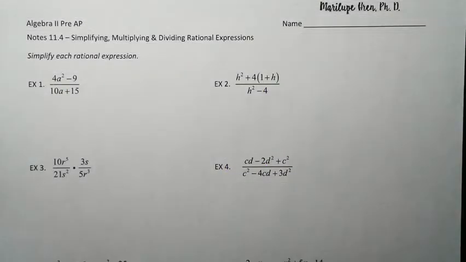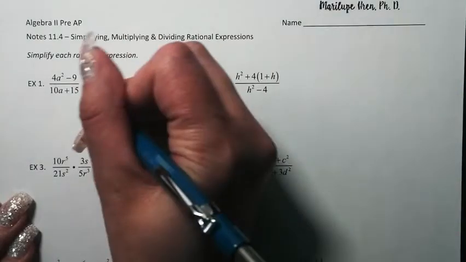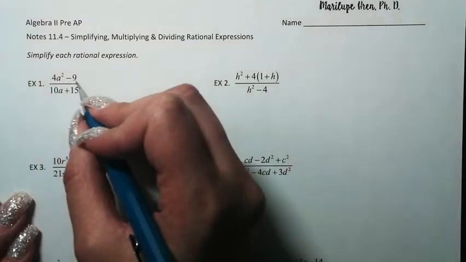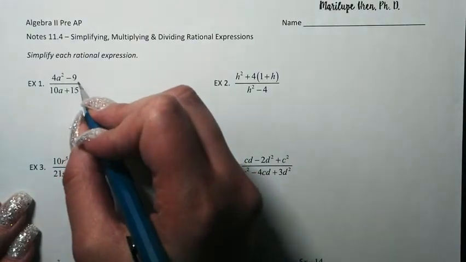Hi guys, today we're going to learn how to simplify, multiply and divide rational expressions. Okay, so let's start with the first example over here. Here you can see that we have a difference of squares.